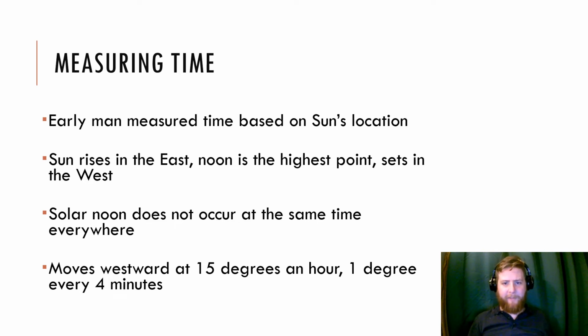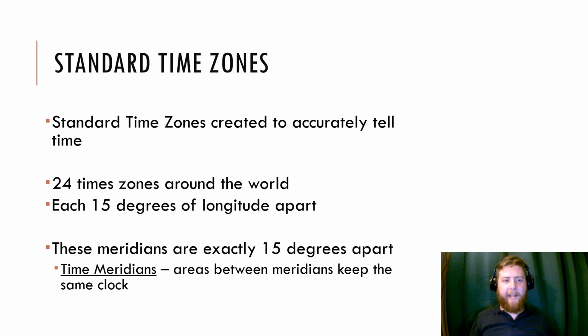The problem with this became that solar noon, or when the sun is right in the middle of the sky, does not occur at the same time everywhere on the planet. In fact, the sun moves westward at about 15 degrees an hour, or 1 degree every 4 minutes. So to standardize this so that everyone was on the same time, we had to invent time zones. Our standard time zones were created to accurately help us tell time.